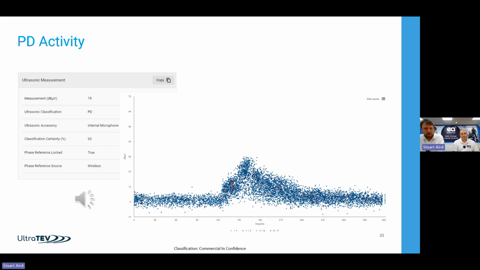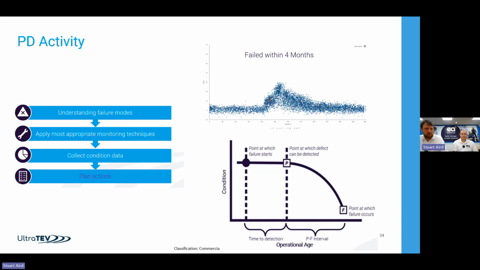So again, do you act, and when do you act? This is one of those cases where PD was detected, but the time planned for the follow-up was left a bit too long. In this case, it actually failed within 4 months. It was our first round of measurements on this site, so unfortunately we can't show what it would have looked like 12 months ago. But from detecting activity of that sort of magnitude and repetition rate on that type of transformer, we've then seen a failure within 4 months.